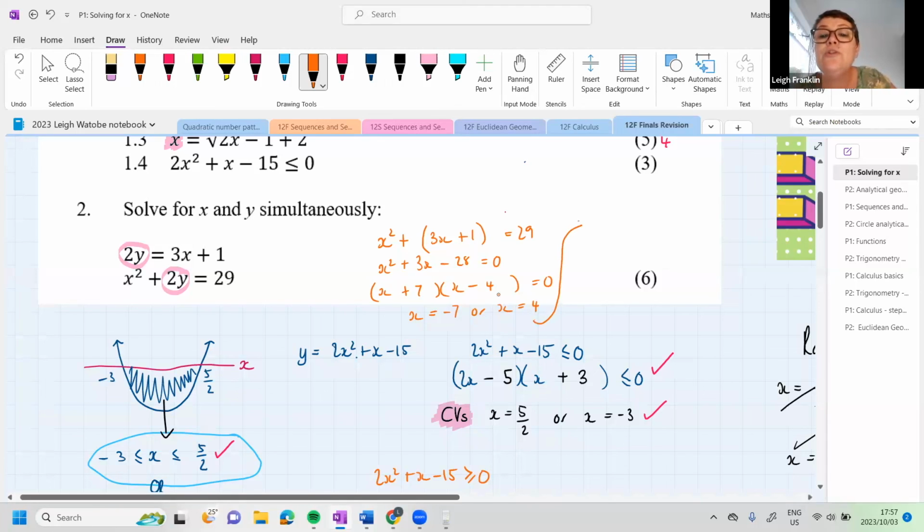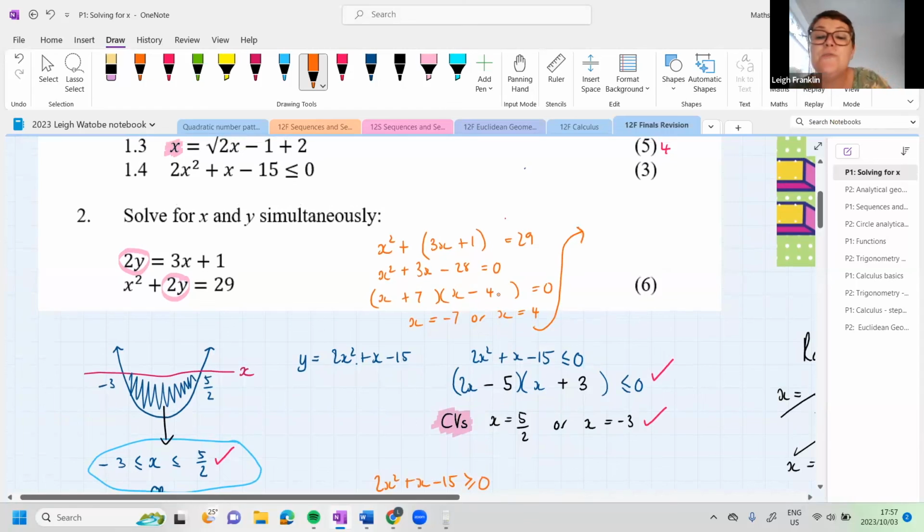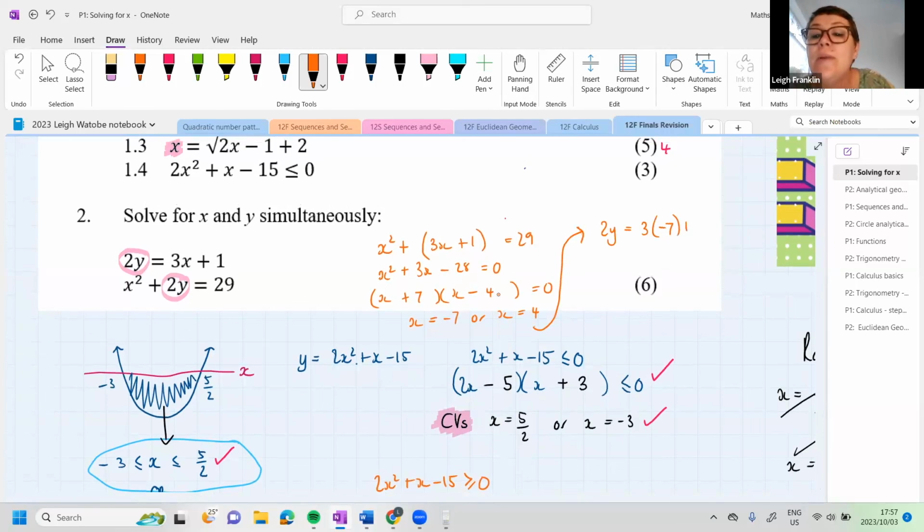The only thing, I know you want to do the poll. Sorry, Yolanda, we just need to do the solutions for y. And then we can do the poll. Okay, so 2y is equal to 3 times -7 plus 1. So that would be 2y is equal to -21 plus 1. So 2y would be equal to -20, so y would be equal to -10, or, sorry, I'm squashing it in here, everybody, or, sorry, 2y is equal to 3 times 4 plus 1.